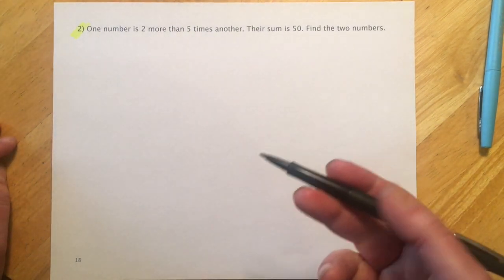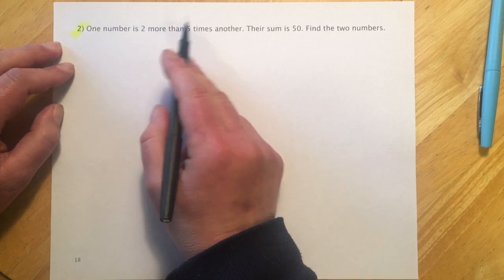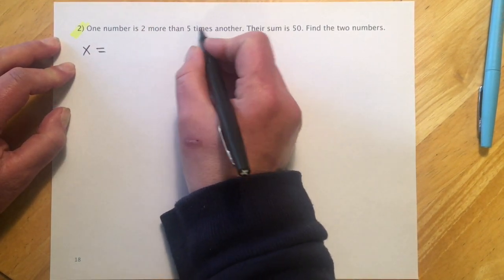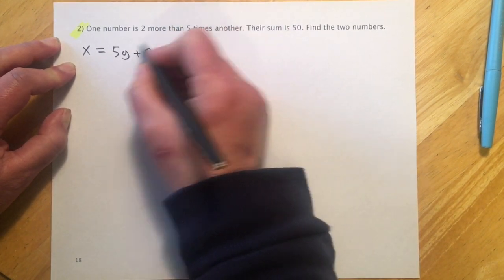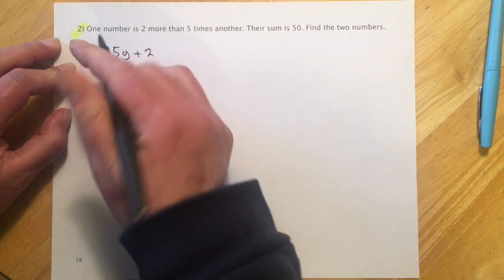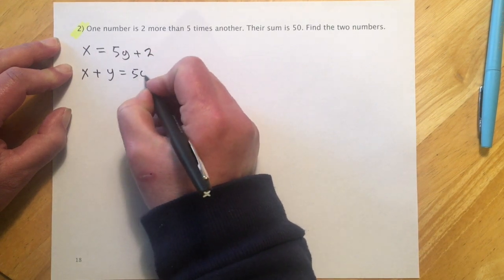So this next one is a matched problem I'd have you try in class. We have one number is 2 more than 5 times another. So we'll say x is 5 times y, and then 2 more. If it had been 2 less, it would be minus 2. Their sum is 50, so it's a sum, so I don't have to worry about which is the bigger or smaller. So that's just x plus y equals 50.